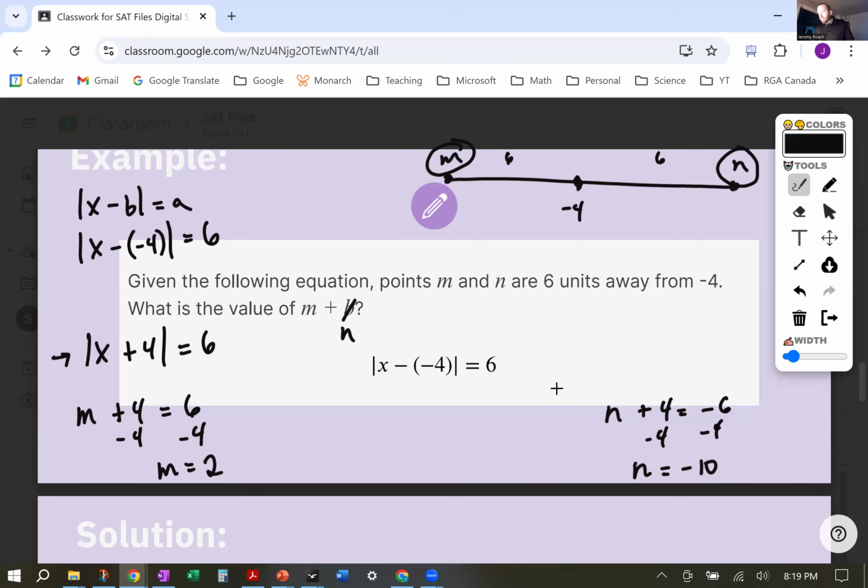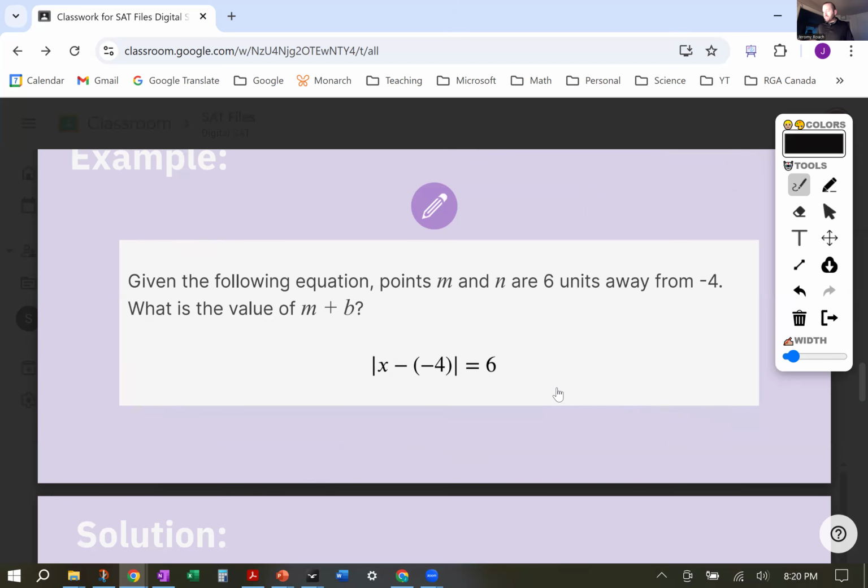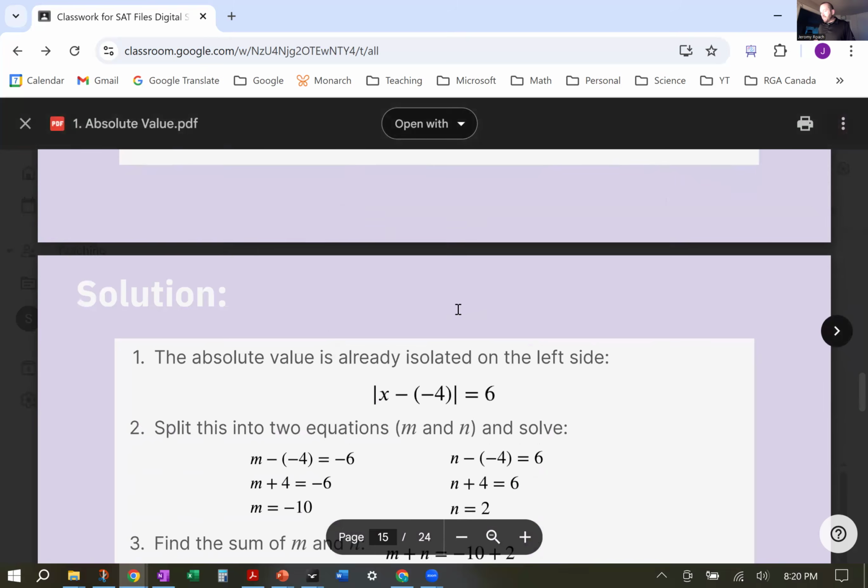This might be just a small typo because M plus B, that's 2 plus negative 4. So if we found out what M plus B is, M we found out was 2 and b is negative 4. So M plus B equals negative 2. But M plus N is 2 plus negative 10. And that would be negative 8. So there is a typo here, and that's why I'm letting you know this, because if you scroll down to the next slide, it's going to say M plus N instead.